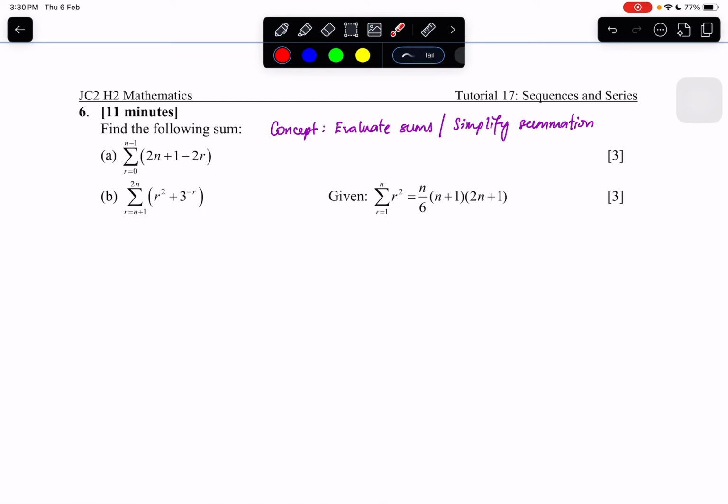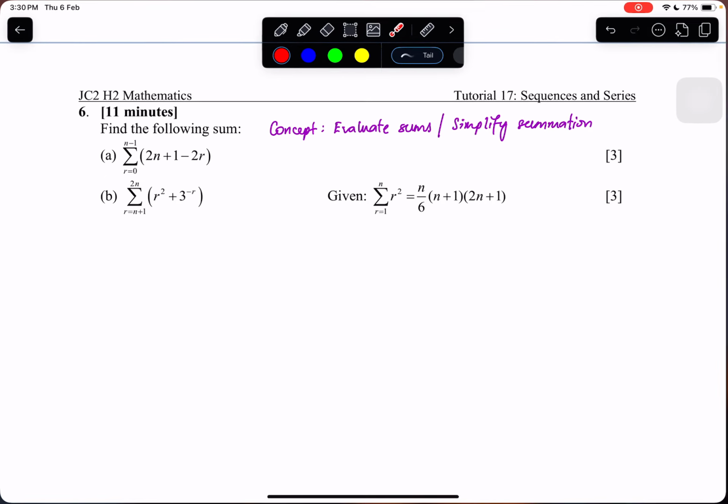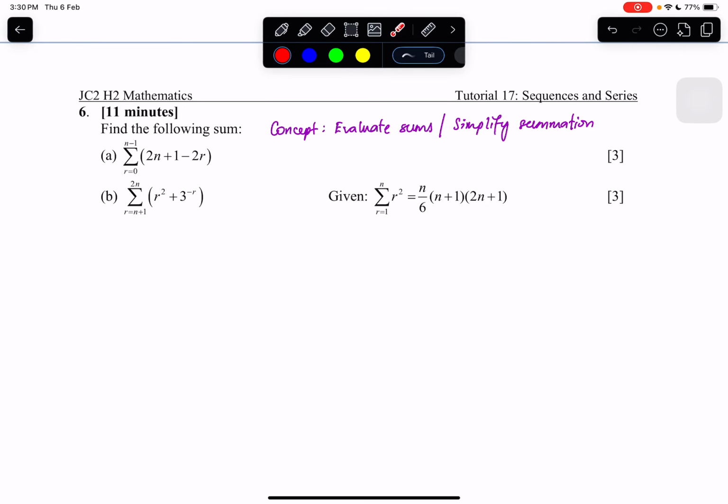However, because we are in A level, the demand of the question is such that we need to handle not just constants, but a few different variables, or unknowns. You need to be very clear what is a constant, what is an unknown, what is a variable. All these are unknowns, but which one changes and which one is constant. In this case, the r over here is our variable. r will change. We are summing from r equals 0 to r equals n minus 1.